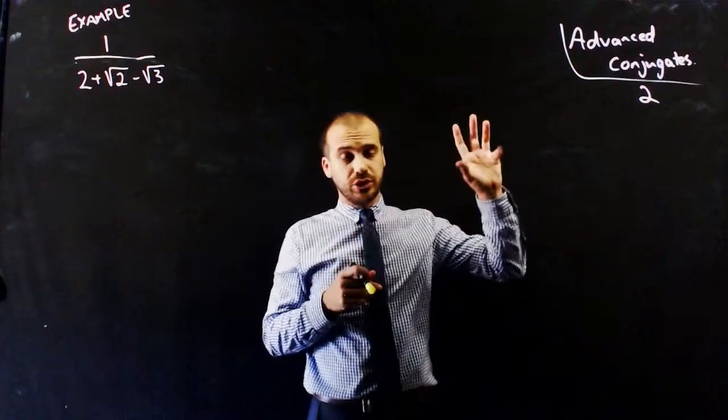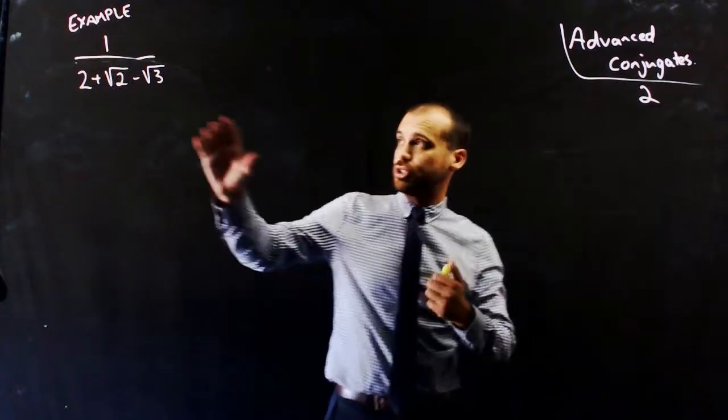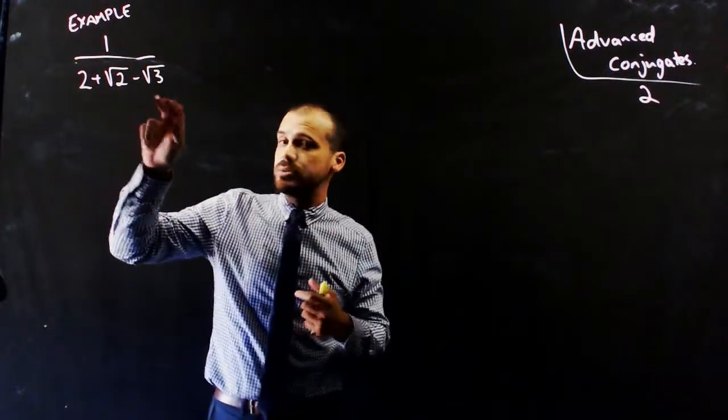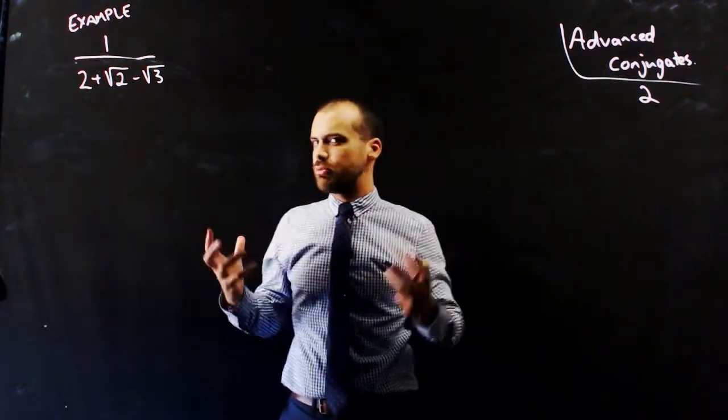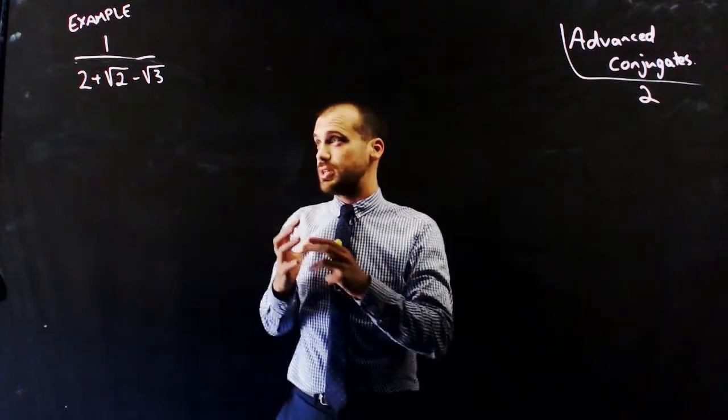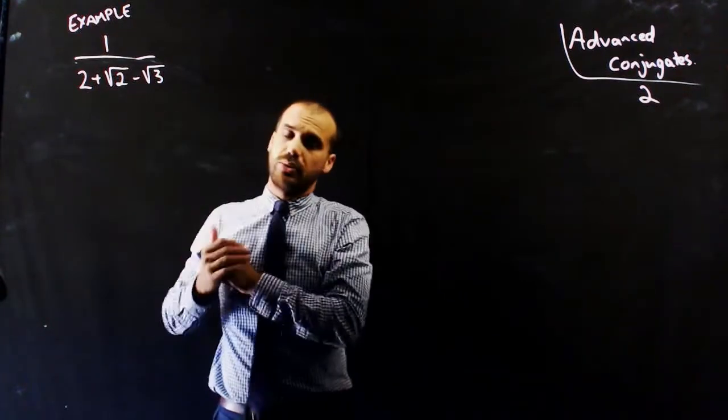So I'm doing advanced conjugates again. This time I'm going to rationalize this denominator. And you should see what the problem is. I've got three terms instead of two. But the same rules all still apply. The trick to it is to understand that you can group these terms however you want.